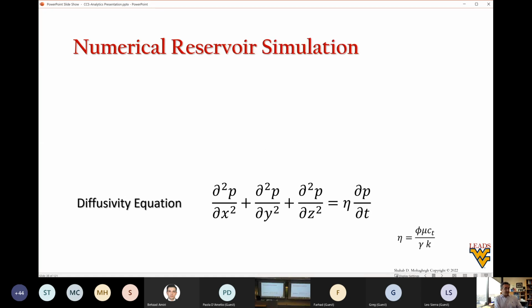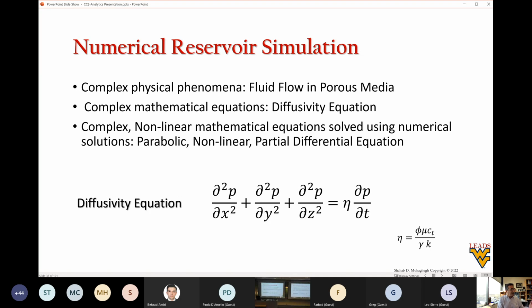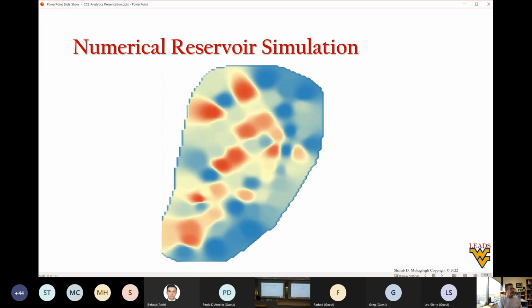And for us, this is the diffusivity equation, which is fluid flow in porous media. It's a complex physical phenomenon, fluid flow in porous media. It's a complex mathematical equation, the diffusivity equation. And of course, it's a parabolic, nonlinear partial differential equation, as you can see. I'm sure you know. So in numerical reservoir simulation, let's say this is a field.